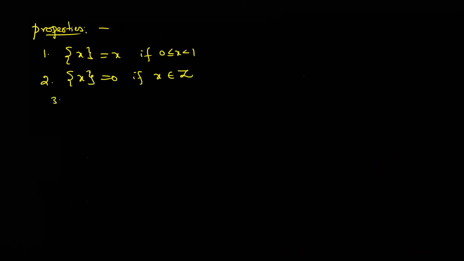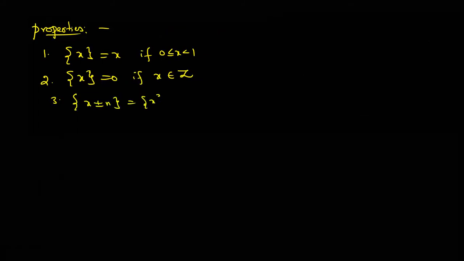Property 1: fraction part of x always lies between 0 and 1. Every time, see carefully. Property 2: fraction part of x is 0 for what values of x? Integer, yes. So fraction part of x plus or minus n is equal to fraction part of x when n is an integer. Okay, enough?